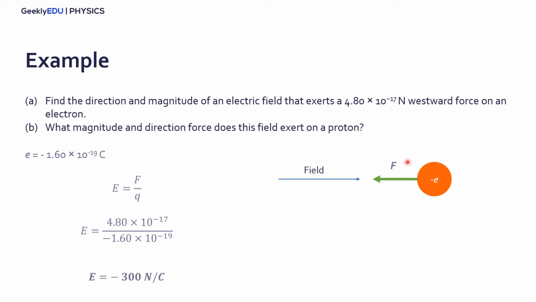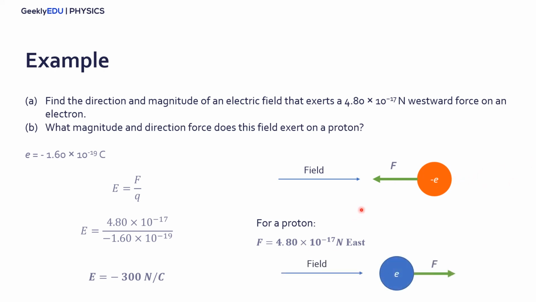All right. Now the same field on a proton. We have the same values, but now we don't have the negative sign anymore. So we have a force pointing the opposite way. It's the same magnitude, but pointing east. And that's the situation we have: the field pointing in the same direction as the force.